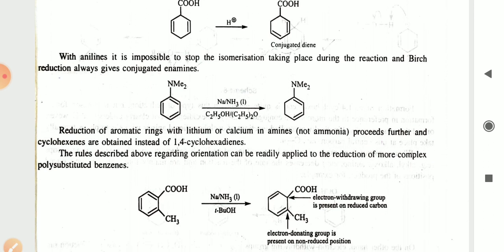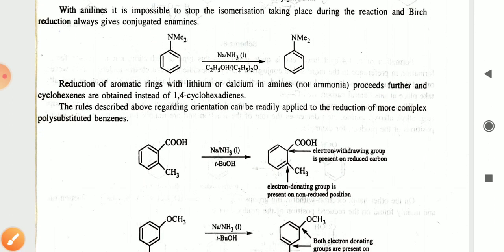So enamines will give the enamines. Okay, so you can see in this reaction the conjugated enamines we will get. So the reduction of the aromatic ring with lithium or calcium in the presence of amines and not ammonia produces further reduced products, and cyclohexanes are obtained instead of 1,4-cyclohexadiene. So we will get cyclohexanes.